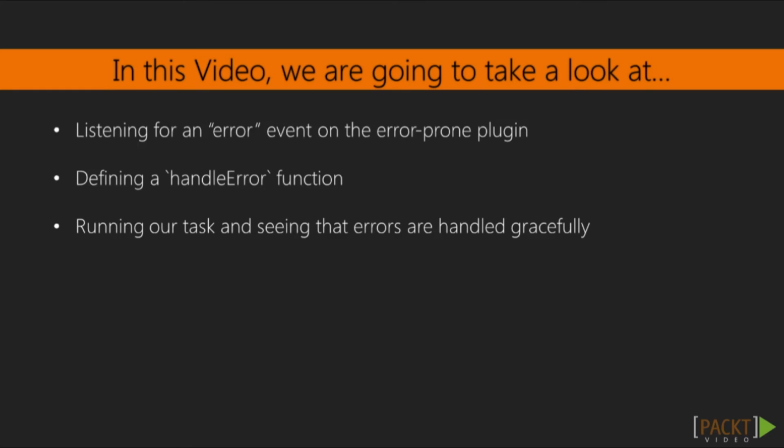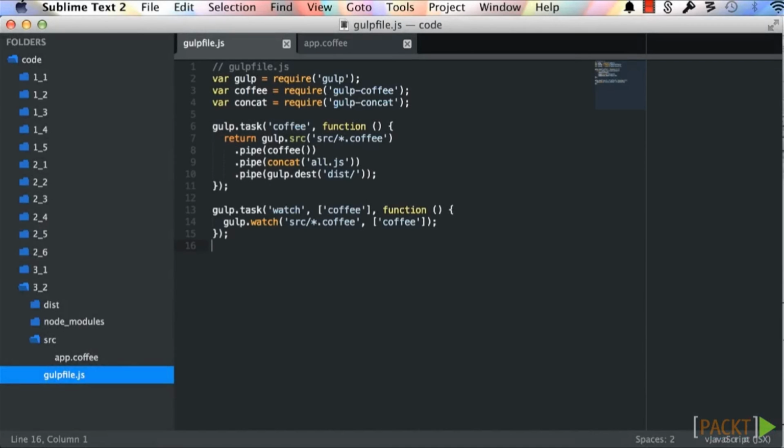If CoffeeScript throws an error and we don't catch it, it'll break our watch task, pulling us out of our workflow. So we have a Gulp file here already, which looks like something we've seen before. However, the watch task is prone to breaking if we write any invalid CoffeeScript. Let's look at how we can handle those errors.